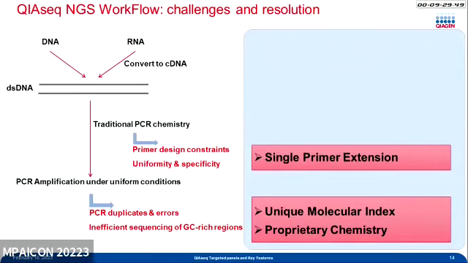We have incorporated the single primer extension SPE technology. That means we require only a single primer for target enrichment. And we have incorporated unique molecular indexes. And we have a proprietary chemistry to cover the GC-rich regions more efficiently.